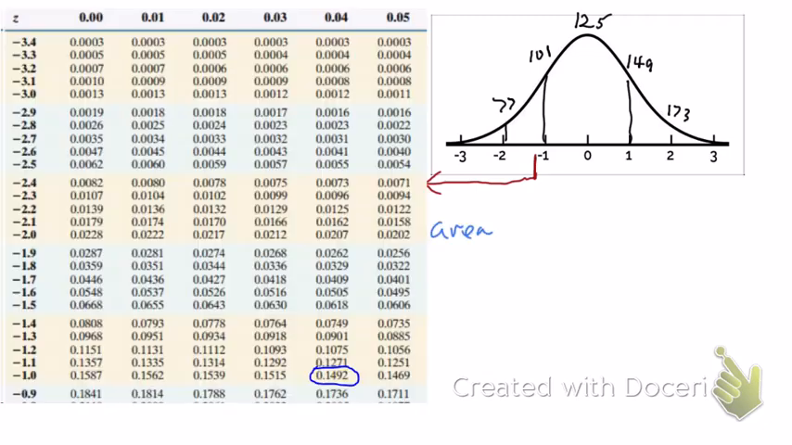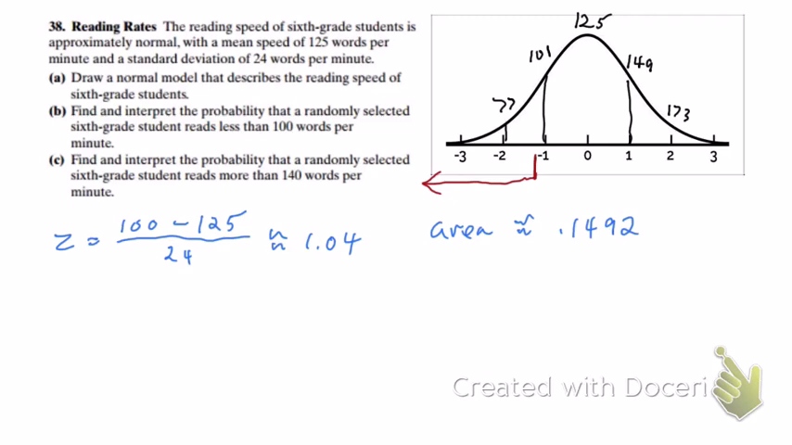Negative 1.04, sorry. I'm getting 0.1492. Which means what? About 15% of the area is to the left of that score, which means the probability of randomly picking a kid's name that reads less than 100 is about 0.1492, about 15%.